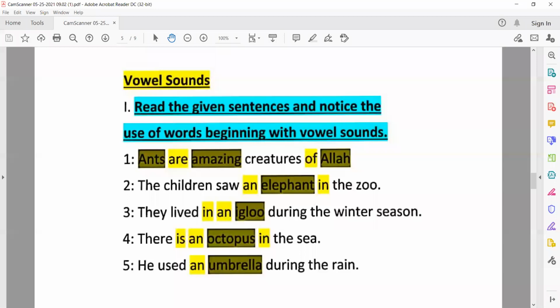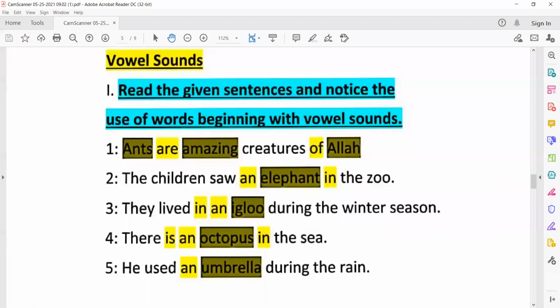Look at the first word, ants. Ants. It gives us a sound of a. So it gives us a vowel sound, right? Now look at the helping verb are. Are is a helping verb. You know that is, am, are, these are helping verbs. So look at are. A. Again, it gives us a vowel sound.